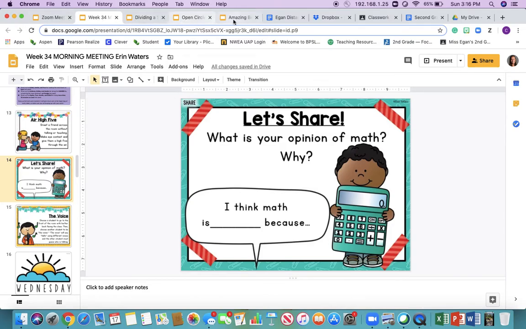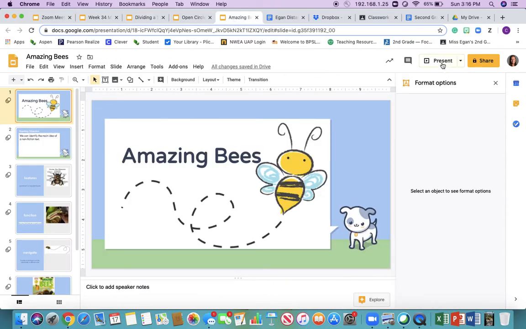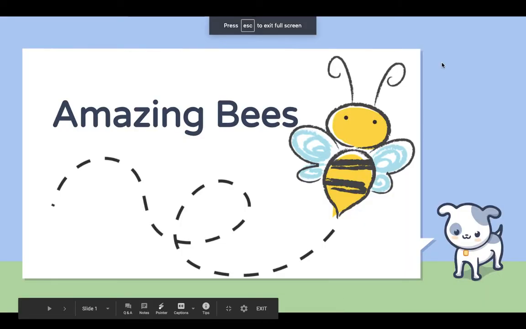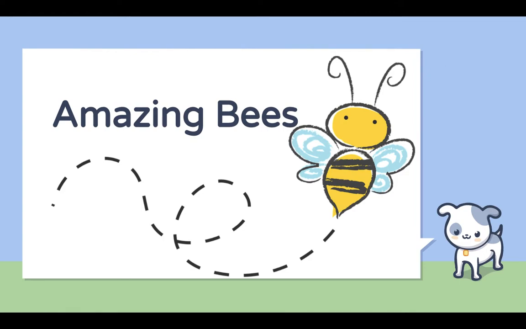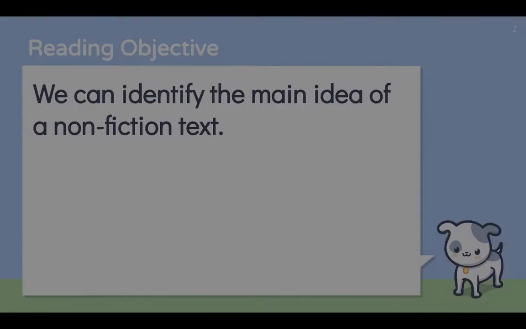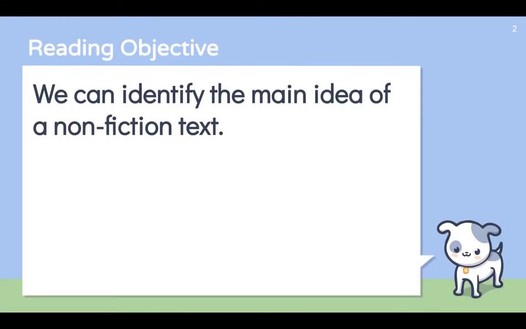All right. We are going to go ahead and get started with our ELA lesson today. In our ELA lesson, we're going to be reading a book to continue our theme of pollination called Amazing Bees. All right, here's our reading objective for today. Repeat after me. We can identify the main idea of a nonfiction text.